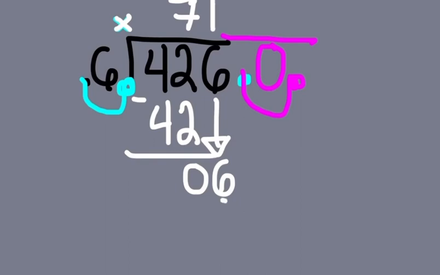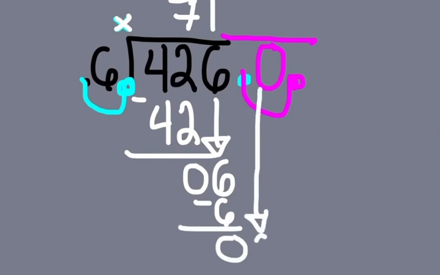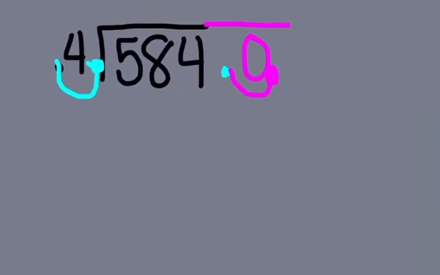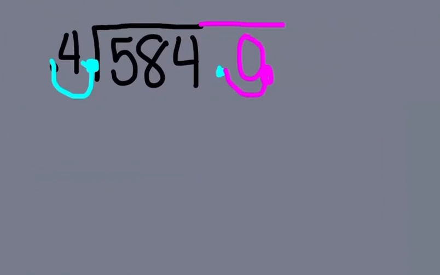1 times 6 is 6. I subtract to get 0. And remember, if you have a number up here, you have to bring it down. How many times can 6 go into 0? 0 times, because 0 times 6 is 0. I have nothing left over, and your decimal where it's at in your dividend is just going to move up directly within your quotient. This next one, same process.